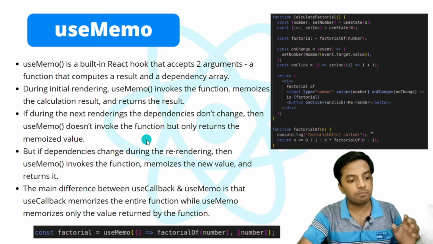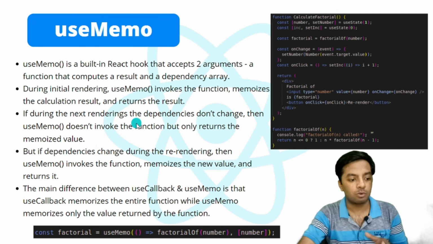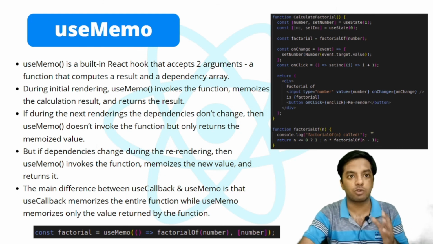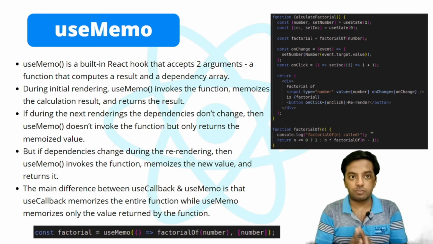Okay. So the main difference between useCallback and useMemo is that useCallback memorizes the entire function while useMemo memorizes only the value returned by that function. Okay. So this is the main difference. Keep this in mind. So for this video, we are only going till here.